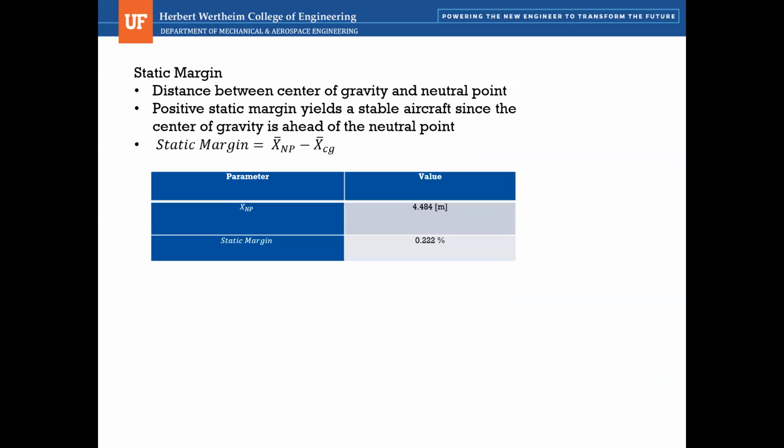Our neutral point was calculated as 4.484 meters. And the static margin is the distance between the center of gravity and the neutral point, as stated before, as a percentage of the mean aerodynamic chord. It's noted that a positive static margin yields a stable aircraft since the center of gravity is ahead of the neutral point.